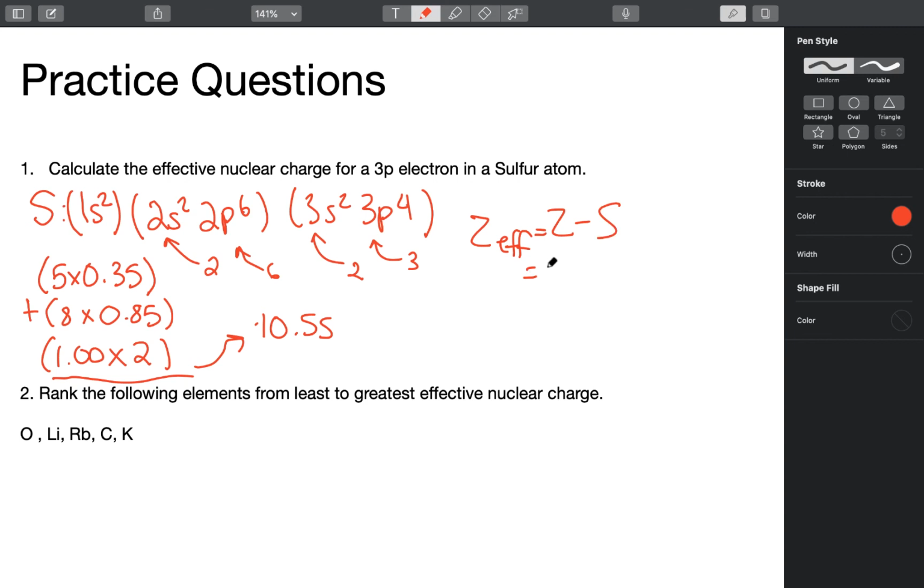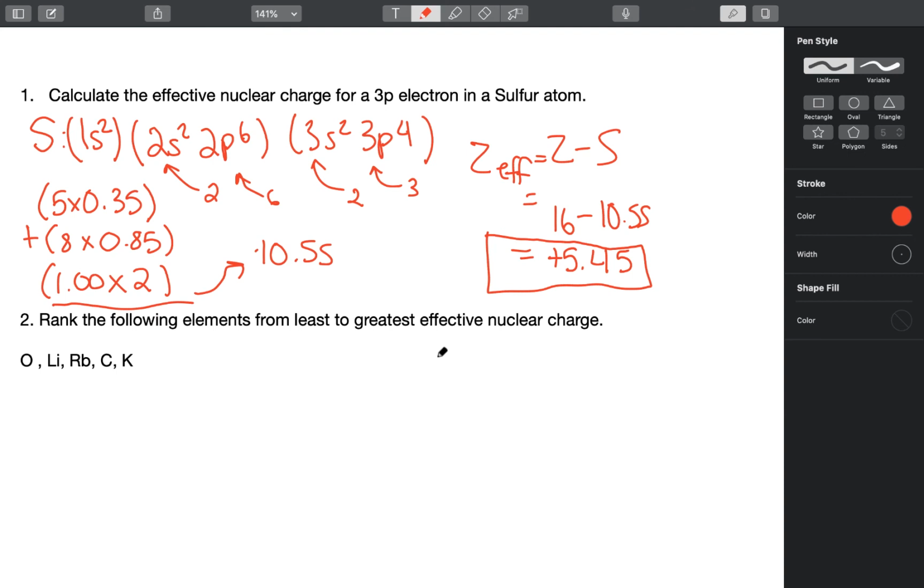And then when you find Z effective, you get Z effective equals Z minus S. So therefore, Z is equal to 16 minus 10.55, which is 5.45. And that would be the effective nuclear charge for a 3p electron.